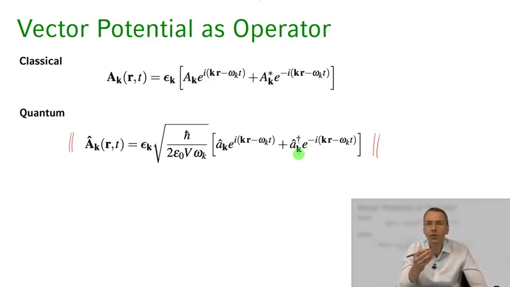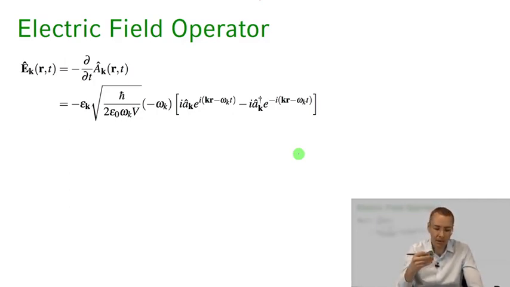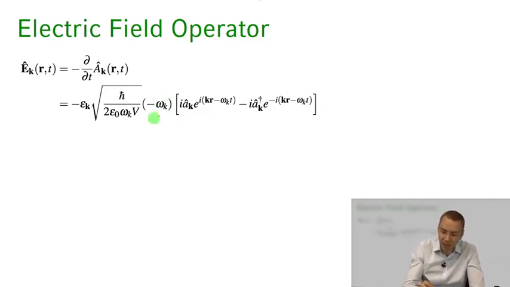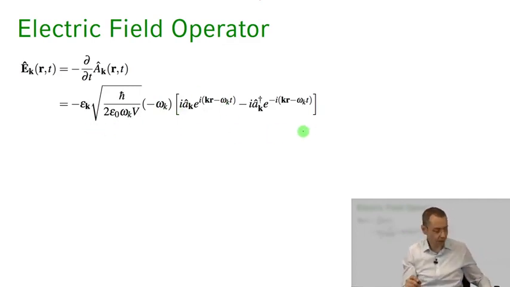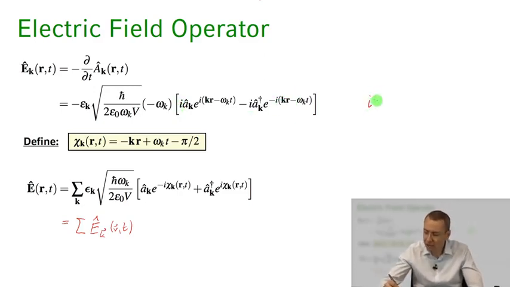From that, we can also calculate the quantum version of the electric field operator, for example. This electric field operator would just be given by the negative of the time derivative of the vector potential operator. And that just gives us this minus omega_k term here with the i from the time derivative of the exponential. We arrive at this form, and in order to simplify things a bit, we can introduce the following shorthand notation for all these phase factors, not having to write them all the time out, including the i. Remember, i is just e to the i pi over 2.